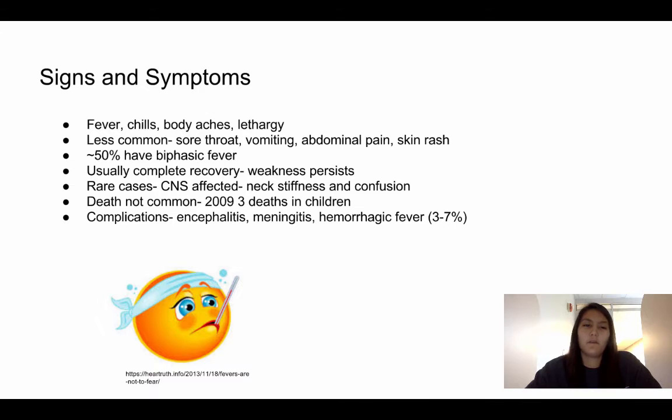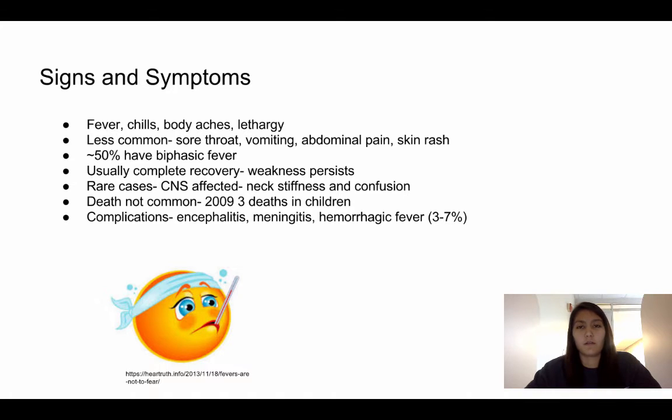And about 50% of cases have a biphasic fever, which is just where you'll get the disease, and then you'll have a fever, and you'll be feeling really bad, and then you'll feel better for a few days, and you're feeling really great, and then you get hit with a second wave, a second fever, or just feel really, really cruddy again. So it's just a two-phase fever.